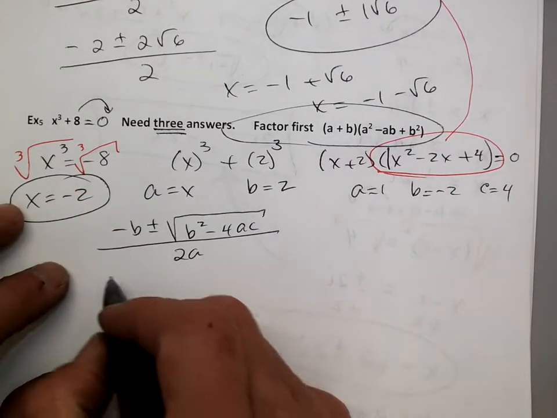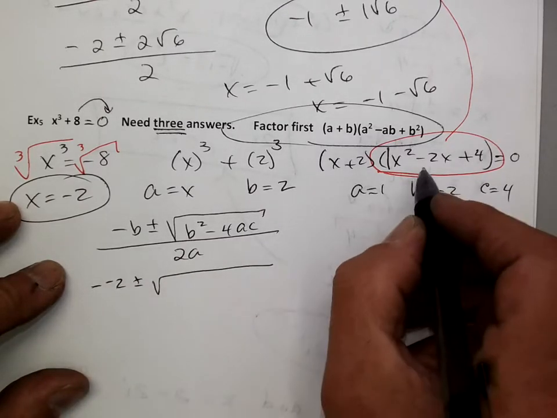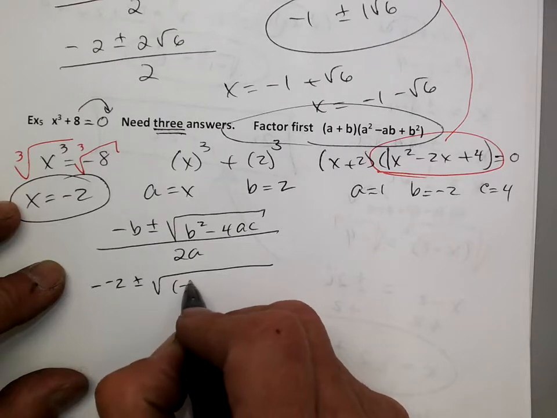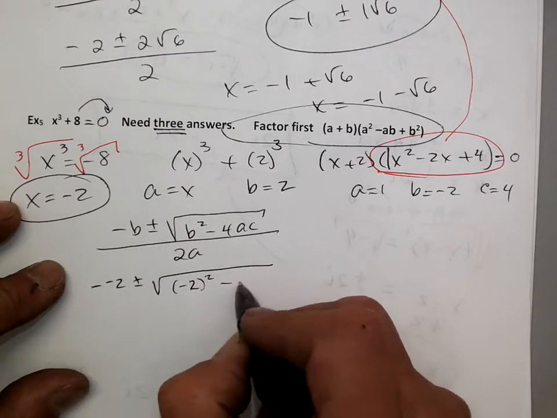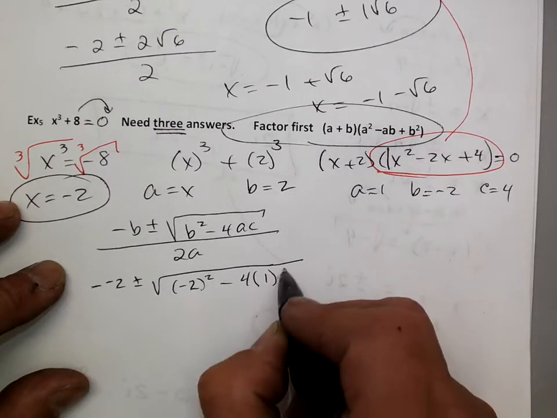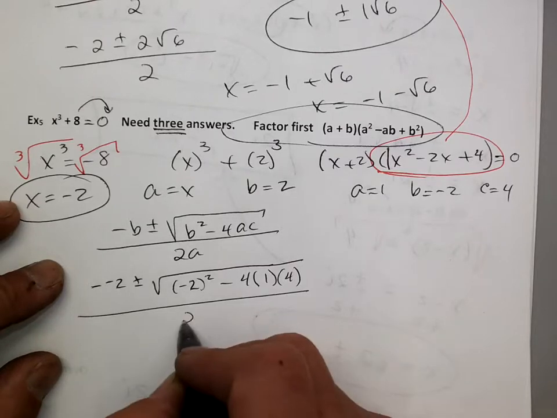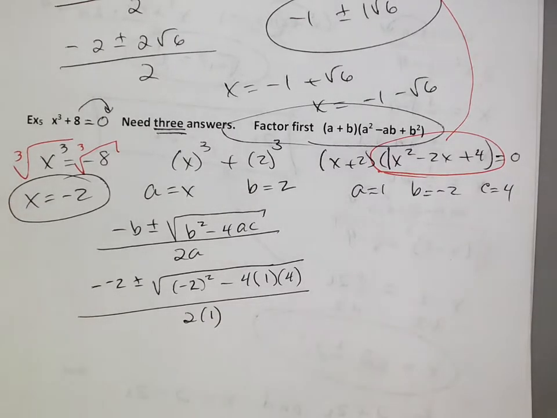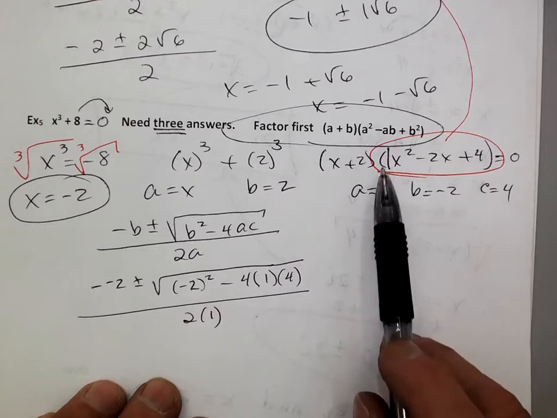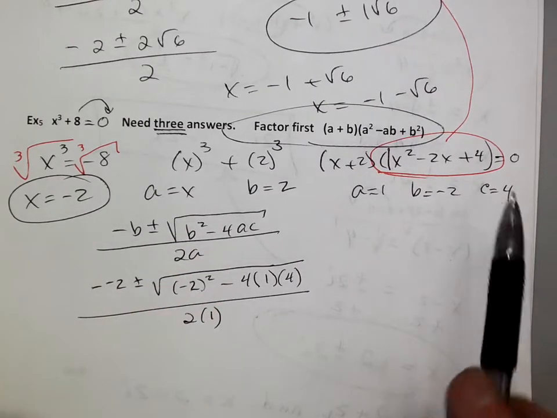So I'm going to have a negative, negative 2 plus or minus square root of b squared. So I'm going to go with negative 2 squared minus 4, because that's in the formula, times a, which is 1, times c, which is 4, all over 2a, all over 2 times 1. Okay, how am I doing? So with the quadratic formula, all you need to do is just put the numbers where they belong. Put the a in for the a and the b, negative 2, and the c is 4. Okay, now let's simplify this.